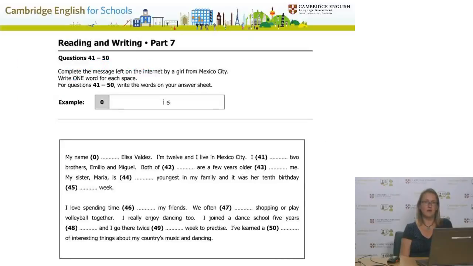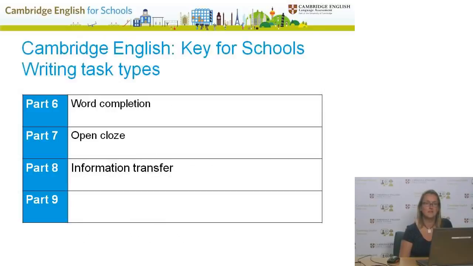Here's an example of a part 7 task. So I'll give you a few seconds to look at this message and tell me what is the missing word for question number 41. Okay, it's a bit of a race against time, but we think Bryn Parry says have. I think he was the first one. So yes, the correct answer is have. I have 2 brothers, Emilio and Miguel.